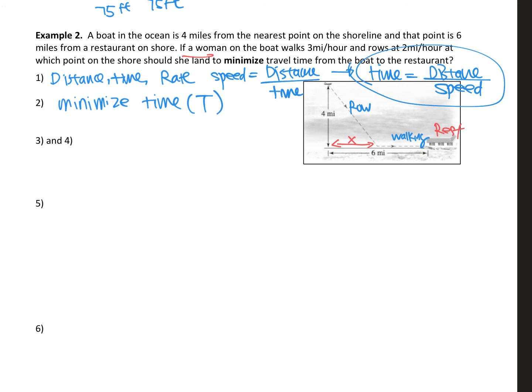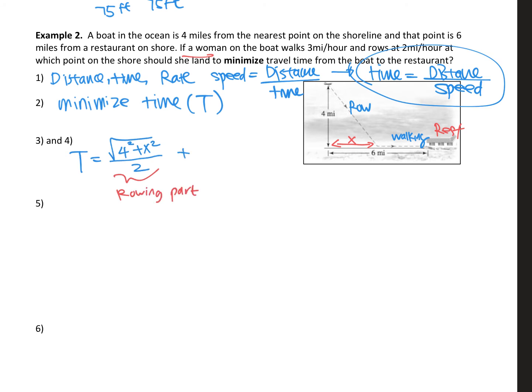So let's see how much it's going to take her to row over here to the point x, right? Well, it's distance over speed. I know the speed, I have to figure out the distance. Well, I see a triangle for x and the distance here, so that's going to be the Pythagorean theorem, right? So I'm going to write time. The first part of the time is basically distance. It's going to be radical 4 squared plus x squared, right? And then over speed, her speed is going to be 2. So this part is going to be the rowing part.